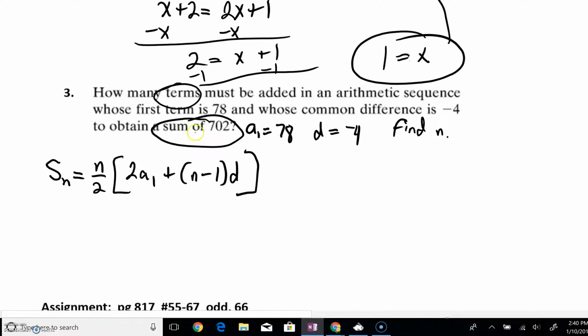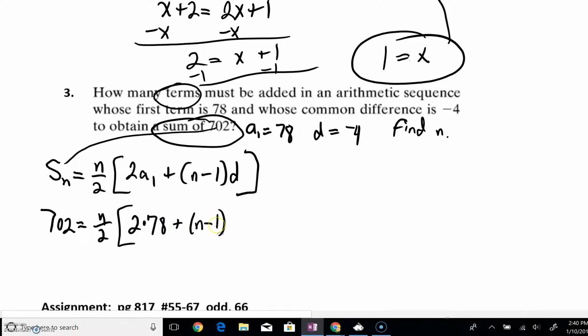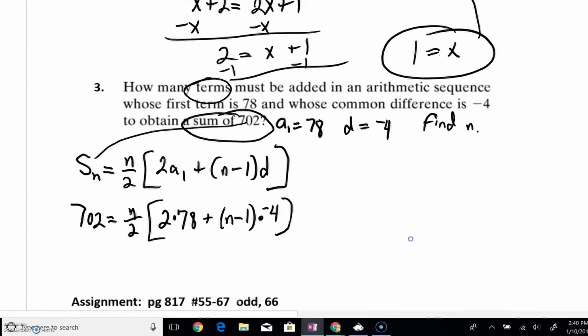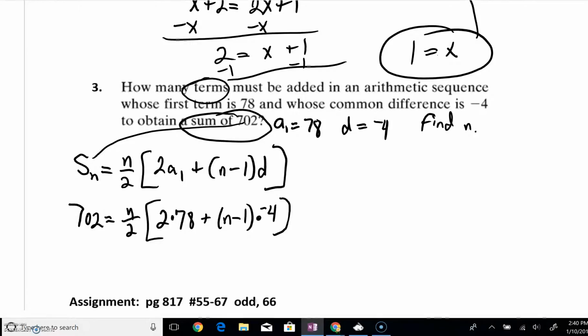So S sub n, that sum, is 702. I don't know n. I'm looking for it. I have n over 2. My first term is actually 78, so I'll have 2 times 78. Then I've got this n minus 1. I don't know n, so I don't know what n minus 1 is. But then my common difference would be negative 4. Right now, you can hopefully see that we can, in fact, solve this problem. It's just that if you're on your toes, you're going to see we're going to have a quadratic.